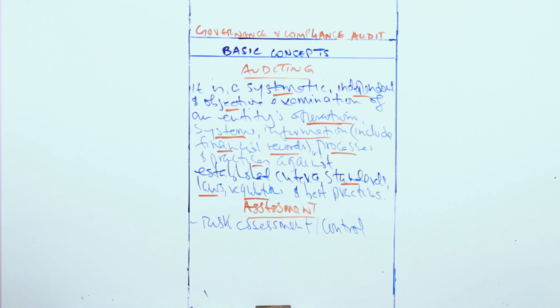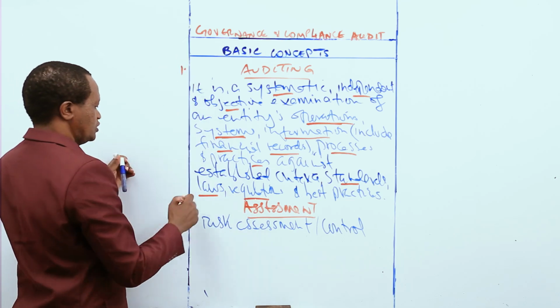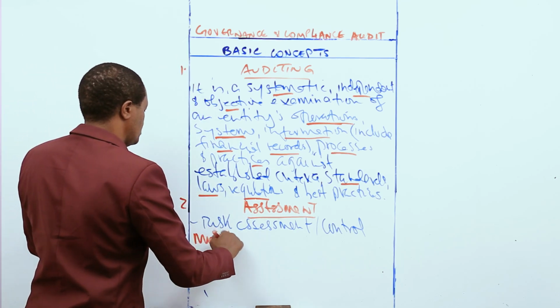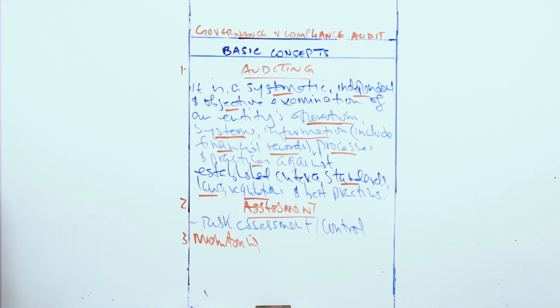The third concept is monitoring. Monitoring, from the word monitor. Now, monitoring in an auditing concept refers to the ongoing or periodic evaluation of the design and operating effectiveness of internal controls by management to ensure that they are functioning as intended.